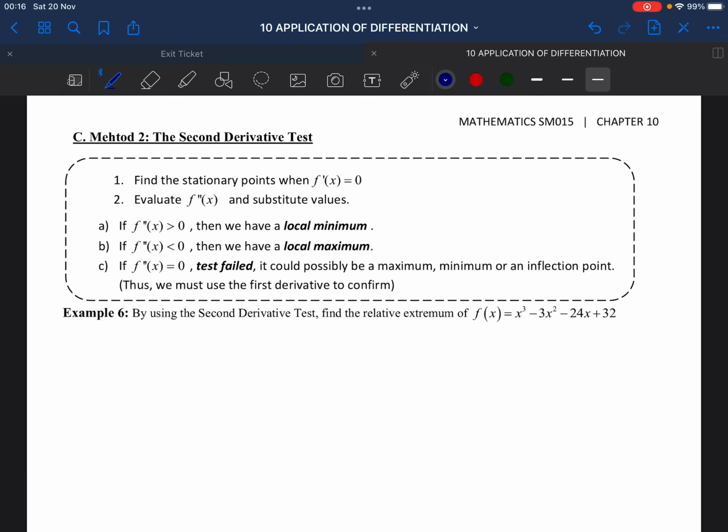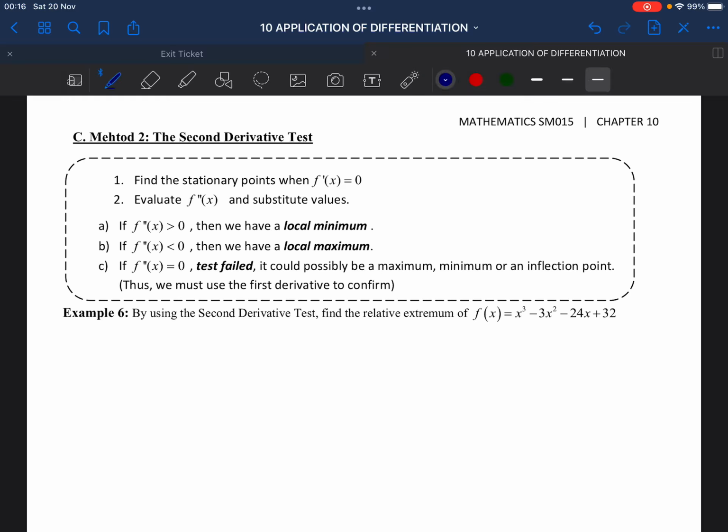Okay, we are still at extremum problem, how to find extremum point. You have already seen how to find extremum point by using the first derivative test, which is the first derivative test table. The second method is to use the second derivative test method. Okay, nama pun second derivative, obviously we are going to find our second derivative.